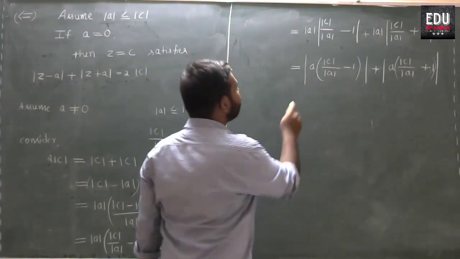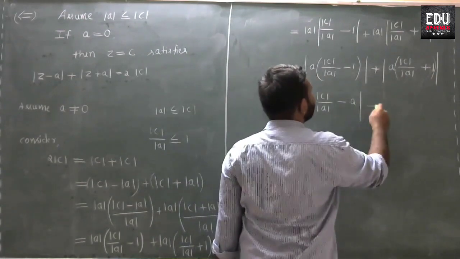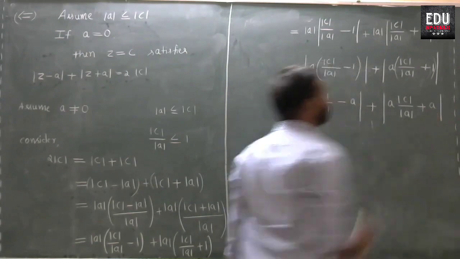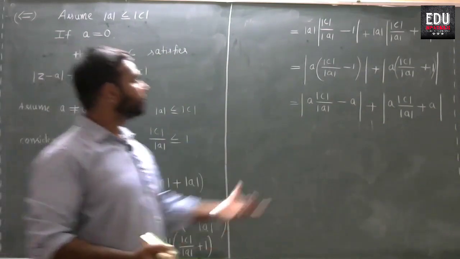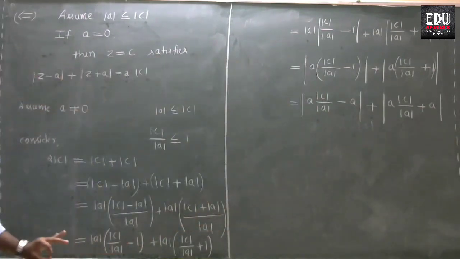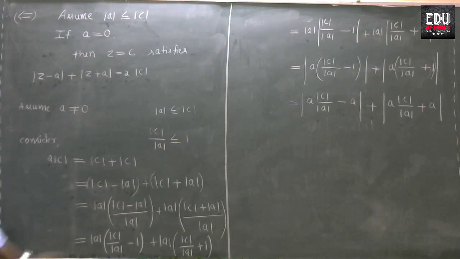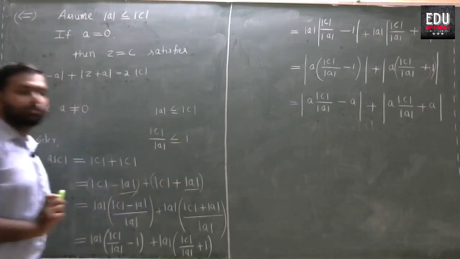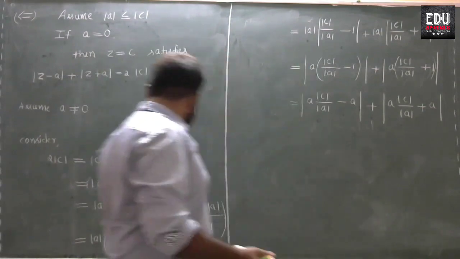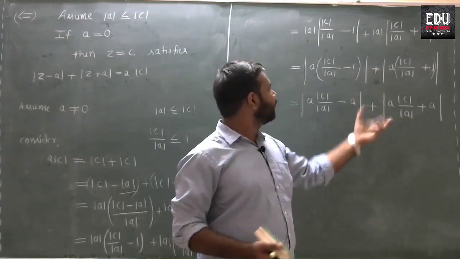Now multiply A inside. So it is modulus of C by modulus of A into A minus A plus modulus of C by modulus of A into A plus A. So now we can observe that we got the form modulus of Z minus A plus modulus of Z plus A. The trick here is you have to get the terms of the form modulus of Z minus A and modulus of Z plus A. For that I have added and subtracted modulus of A, then multiplied and divided by modulus of A, then replaced these terms by their absolute value, then used the modulus property, and finally I am getting this.